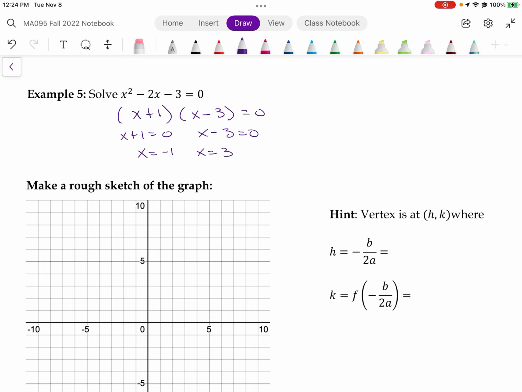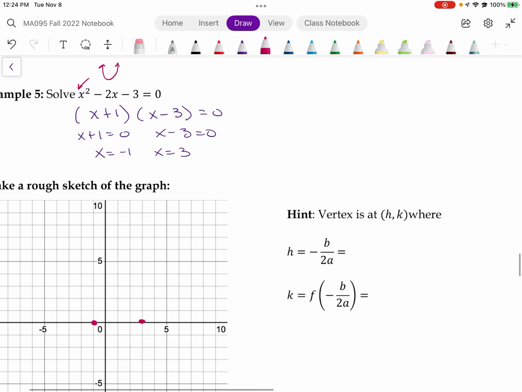So we've got two places that this crosses the x-axis, and that is going to be at negative 1 and at 3 right there. Now, does this thing face up or down? There's not a negative right there, and that means this thing opens upward. So it's going to look like that, but where's the vertex?